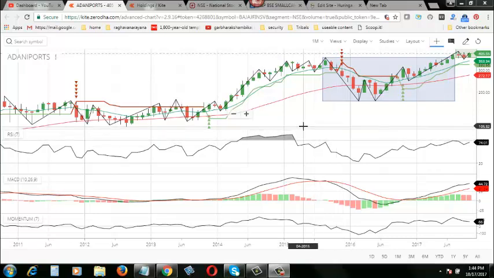Today we are going to discuss Adani Ports stock. We will do a technical analysis on Adani Ports and see what we can do with it, whether we can do day trading, and how we can benefit from Adani Ports by day trading, swing trading, or long-term investment.